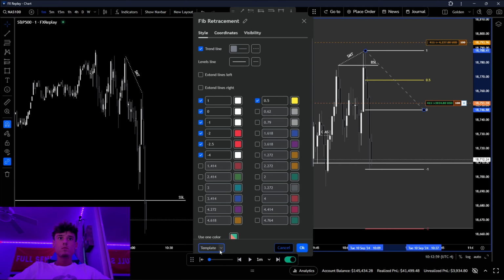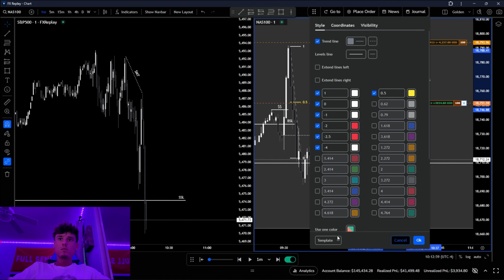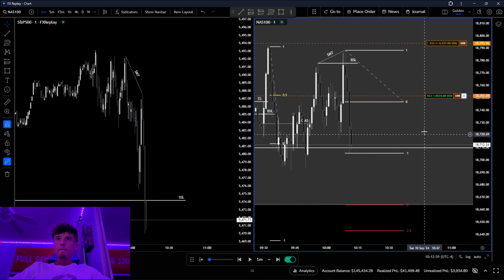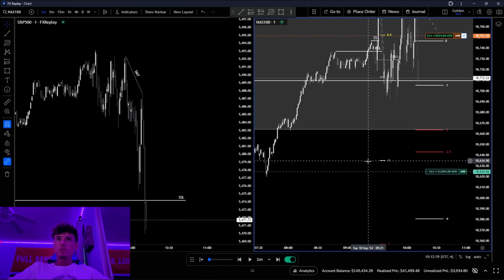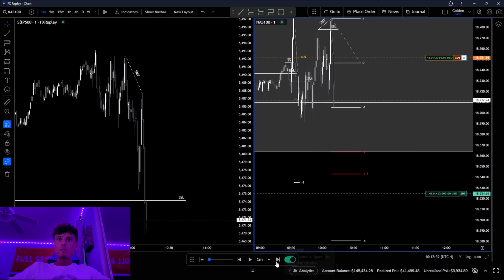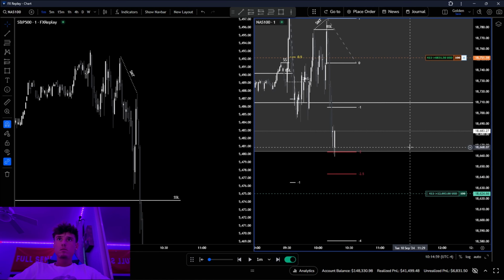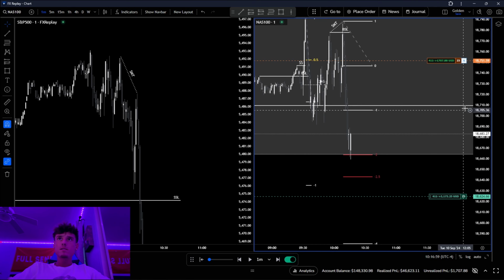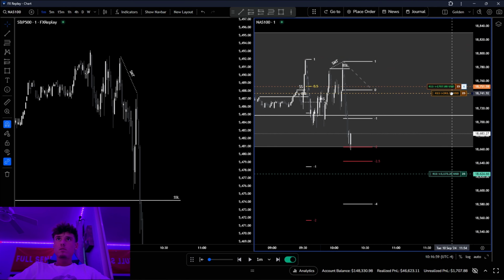For golden zone, we're going to go back to standard deviation. So we're going to target, yeah, that's about right, honestly. We can target that. That's a pretty good portion. Okay, here I'd probably take some partials. Take 75 off. Stop loss, I'll put it right here.